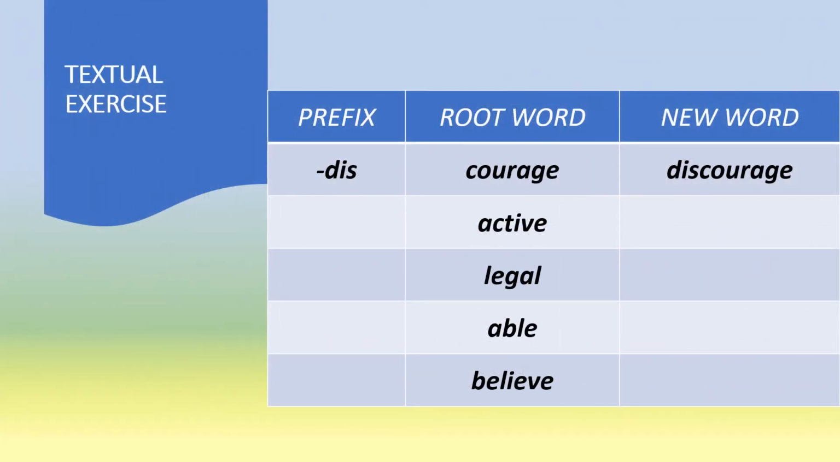Here are some more textual exercises. Just go through them. Here is a prefix, root word and new word. First one is already done for you: dis, courage, discourage. What will come in these blanks? What will be the prefix for active, legal, able, believe, and what are the new words that will come after adding this prefix? We'll check.